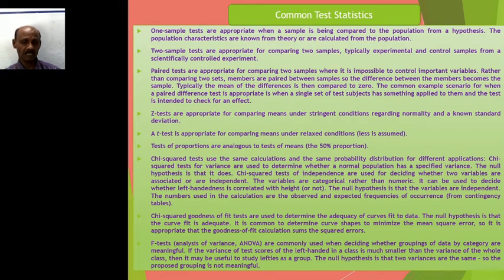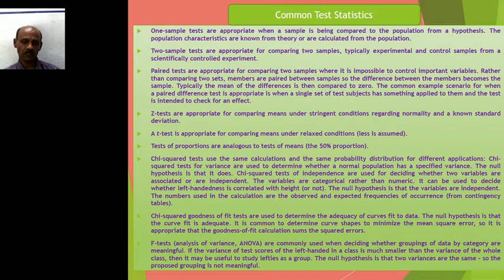The next one is the chi-square test. The chi-square test uses the same calculations and the same probability distribution for different applications. Chi-square tests for variance are used to determine whether a normal population has a specified variance. The null hypothesis is that it does. Chi-square tests of independence are used for deciding whether two variables are associated or independent. The variables are categorical rather than numerical. It can be used to decide whether left-handedness is correlated with height. The null hypothesis is that the variables are independent.